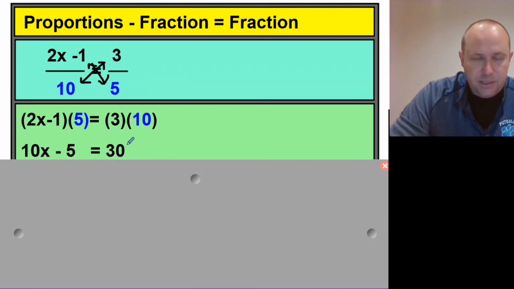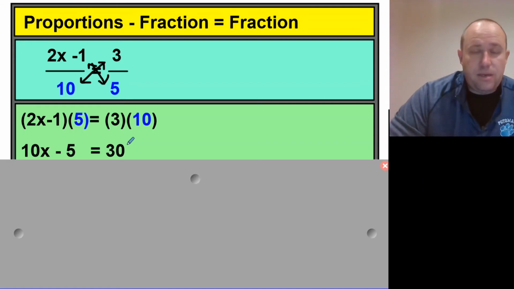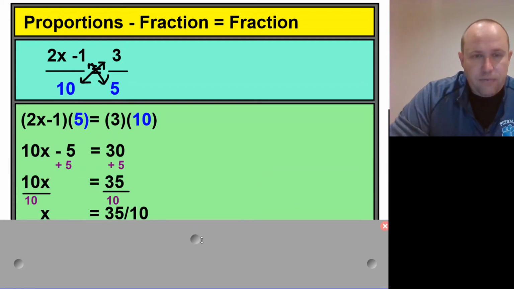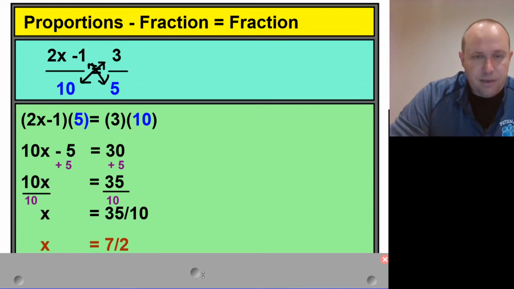And obviously 3 times 10 is 30. And we've done the hard part of the question already now. This first step was knowing that you needed to cross multiply. And then from here, we're kind of just onto a two-step. Add 5 to both sides. Divide both sides by 10, and just check if you can simplify, which you can for this question.